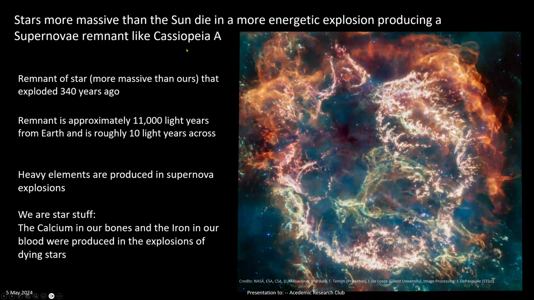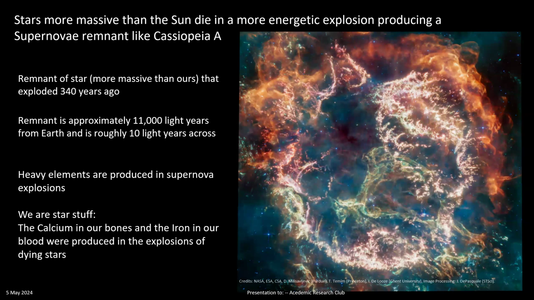When a star that's more massive than our sun dies, it dies in a very energetic explosion called a supernova, which leaves behind a remnant called a supernova remnant, like this one. This one is Cassiopeia A. This is a supernova that occurred 340 years ago. So people saw this then and wrote about it.